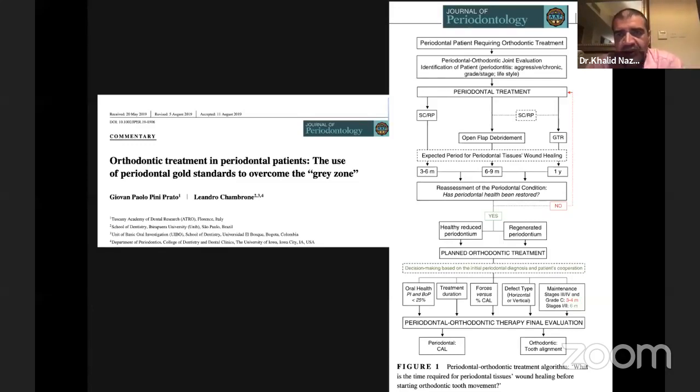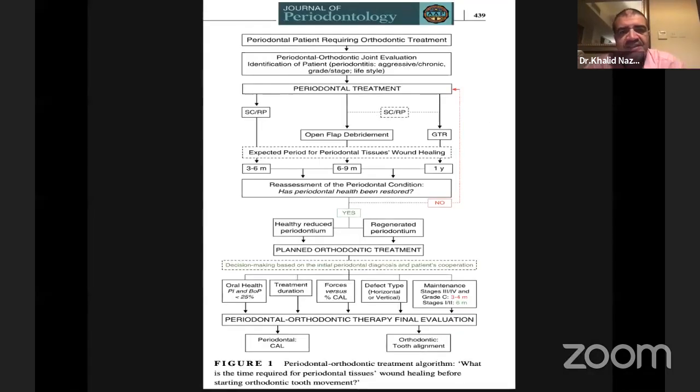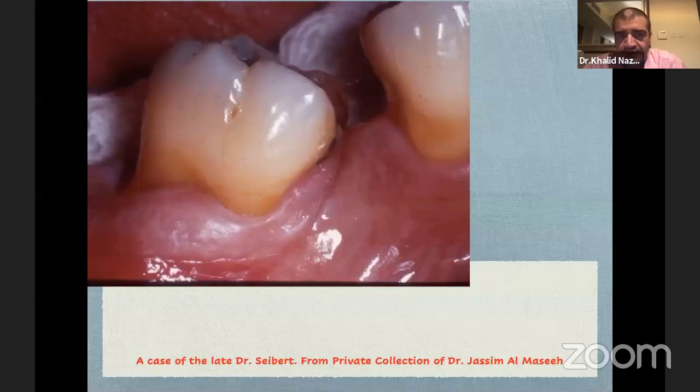And if you like this paper, I can send it to you again with the other one. But this graph is a very, very nice graph to help you make a decision of when you should send a periodontitis patient to orthodontic treatment. Again, this is the graph. And if you look at what we see, it's always about maintenance and stable periodontal status. Reduced healthy periodontium can receive orthodontic treatment.